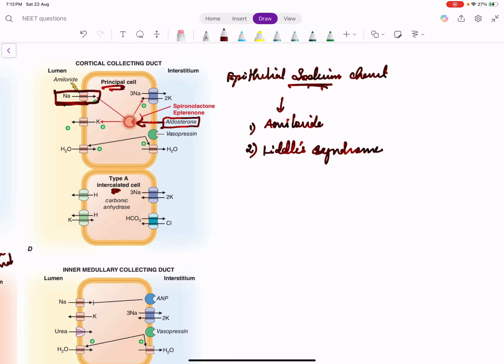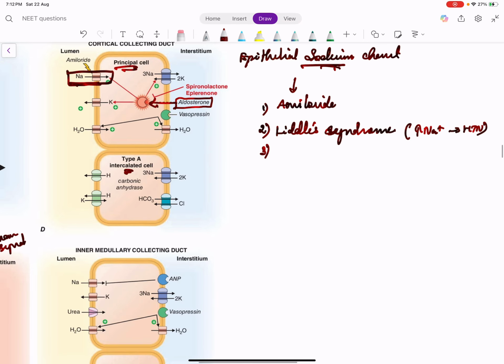So when there is activating mutation of ENaC, what happens? There will be increased sodium absorption and there will be hypertension. What drug can inhibit this channel? So I told amiloride inhibits the ENaC channel directly. Another way by which this process can be inhibited is by doing aldosterone antagonist or mineralocorticoid receptor antagonist, that is spironolactone or eplerenone.